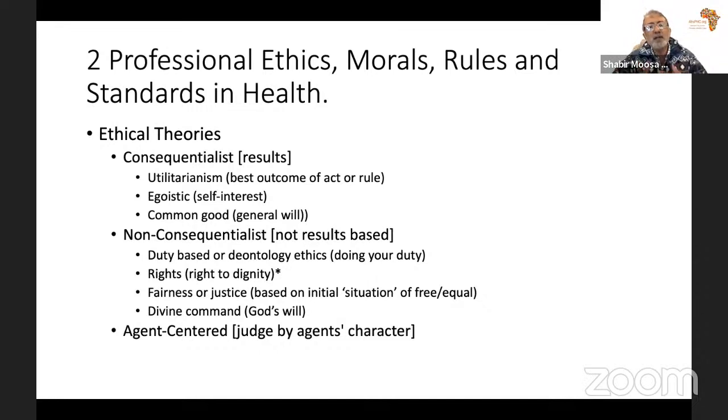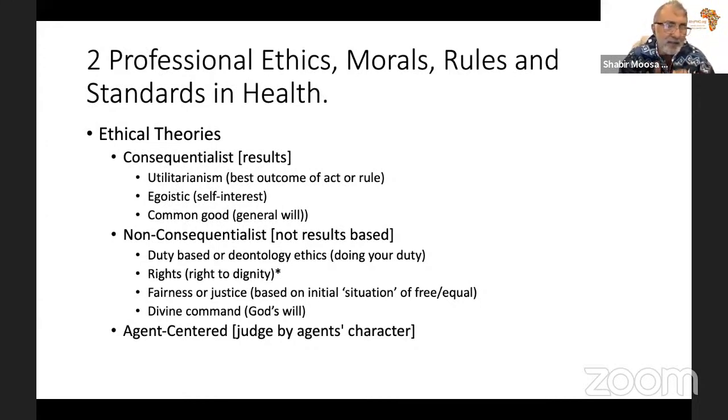Common good is basically general will. In other words, everybody benefits from the resulting outcome. Some things that are not results-based, non-consequentialist, can be about a person. Usually it's about the person and their outlook, not their character, but the way in which they functioned. And that can be about whether they did their duty. In other words, I did my duty and I did the right thing.